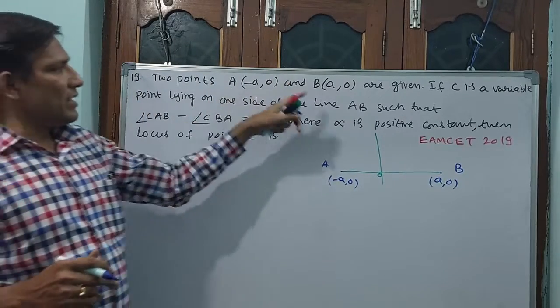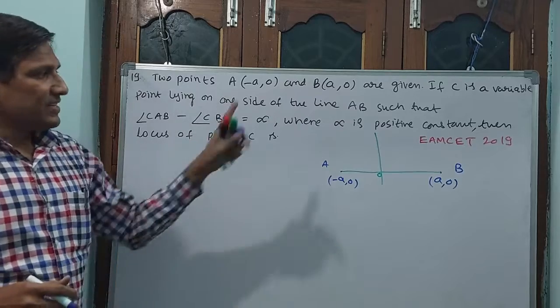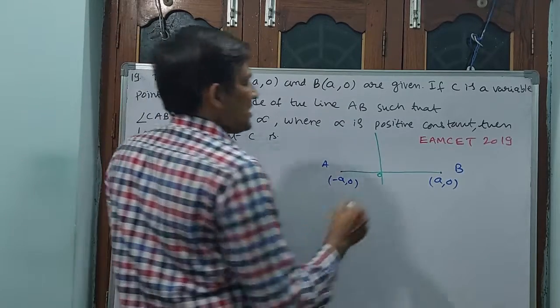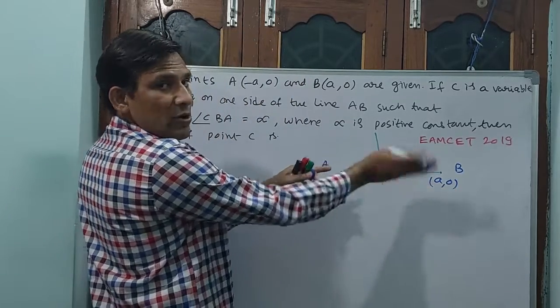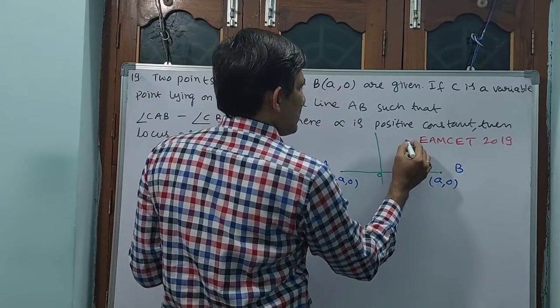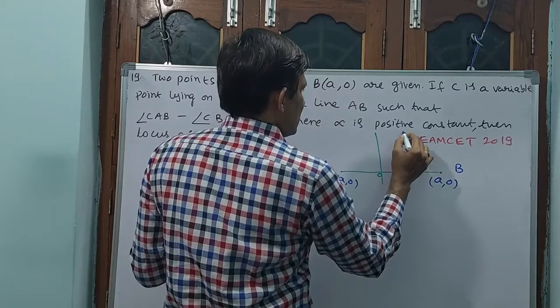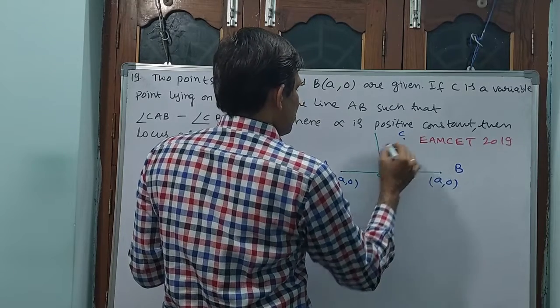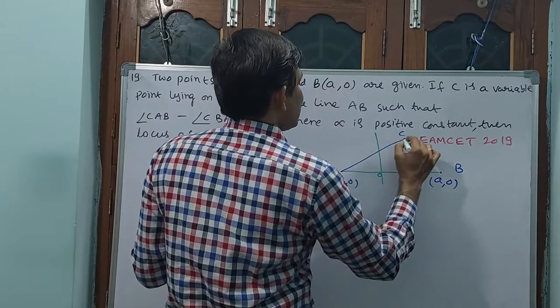Now, already they have given AB. Now, another point is there, C, that is (x, y). C is on one side of AB, like they have mentioned. This side or that side, you can take either side. I am taking this side. This is C, okay? See, from C, you draw straight lines.